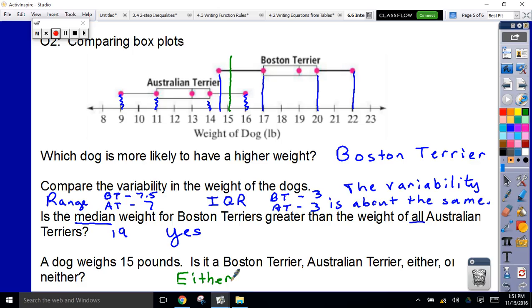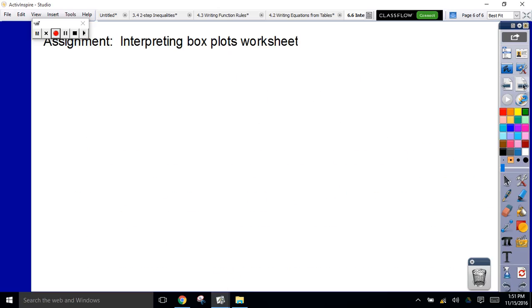Okay, your homework is an interpreting box plots worksheet, and we have a significant amount of class time to work on this. So it's your homework that we'll work on? Yes. Kind of like yesterday.